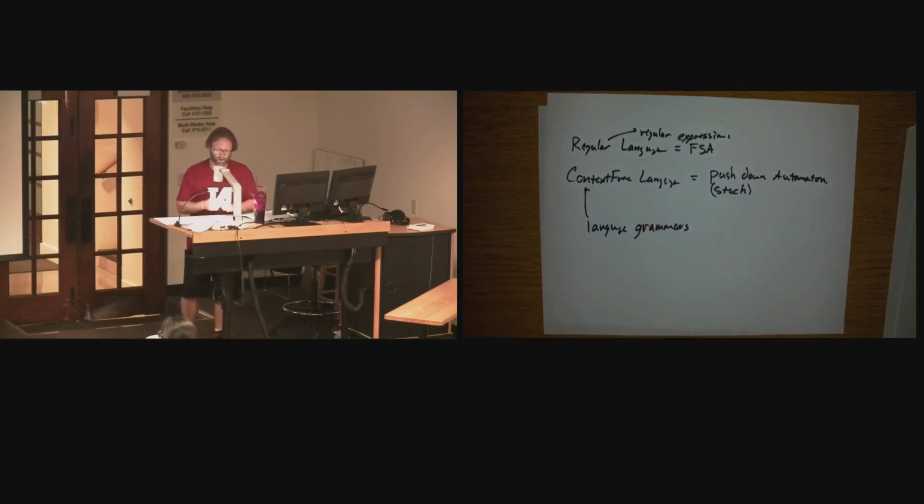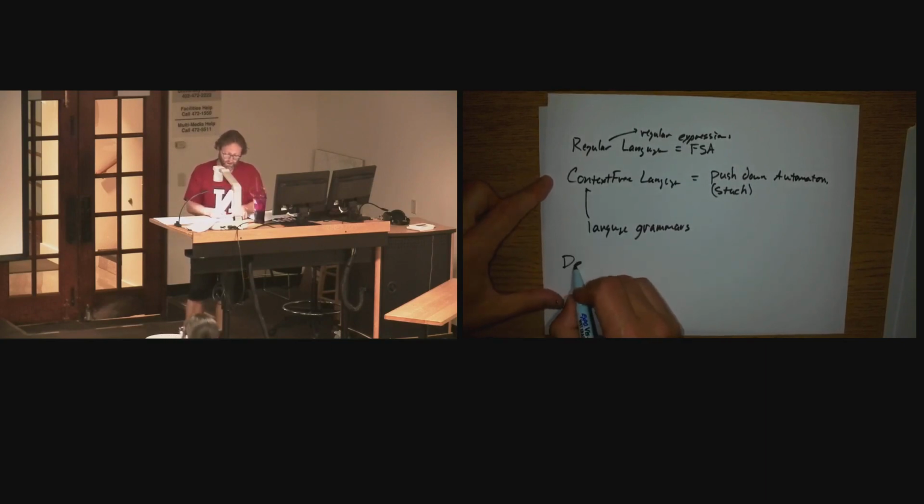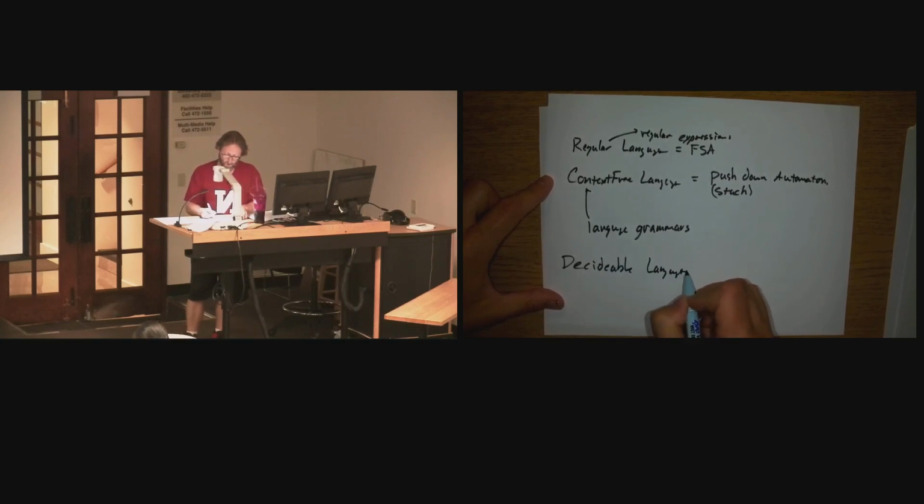But there's still yet another, there's a whole hierarchy here. Then there are what are called decidable languages. And that's what we'll look at starting tomorrow. Languages that are decided by a full Turing machine, or TM for short. Right? In fact, it goes beyond that. There are undecidable languages. No Turing machine exists for these.